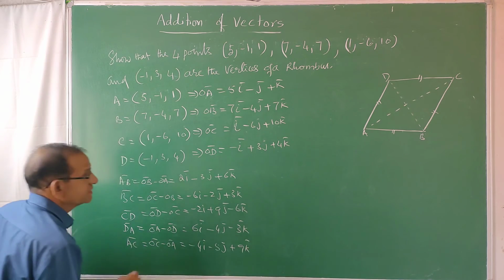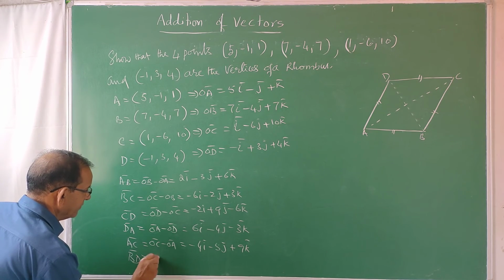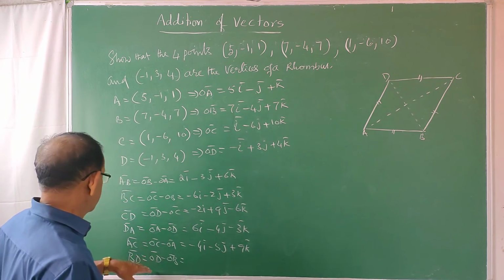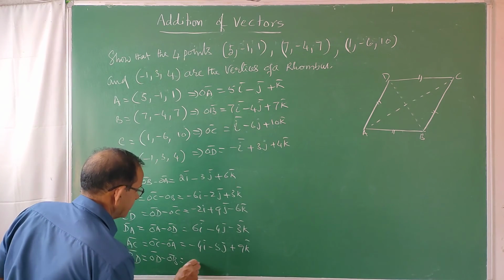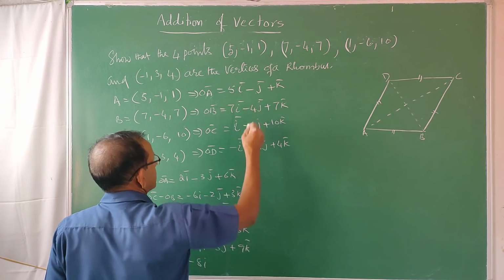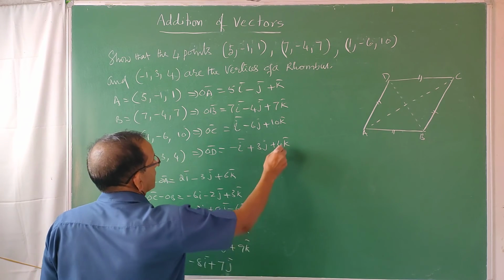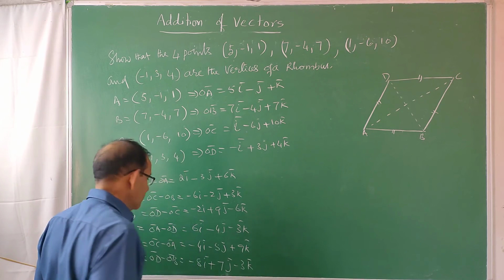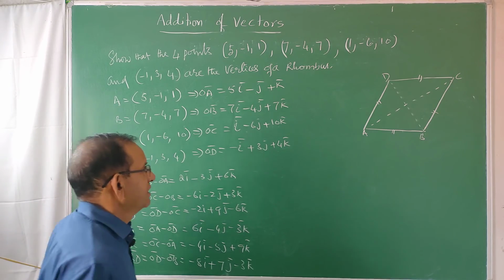And the last one is another diagonal, BD bar, which means OD minus OB, OD bar minus OB bar. Fourth minus second. Minus i minus 7i, minus 8i. 3j minus minus 4j plus 4j, 7j. 4k minus 7k, minus 3k. Now I have got the vectors of AB bar, BC bar, CD bar and DA bar, and the diagonals also.